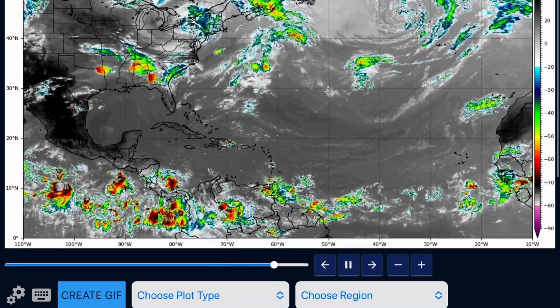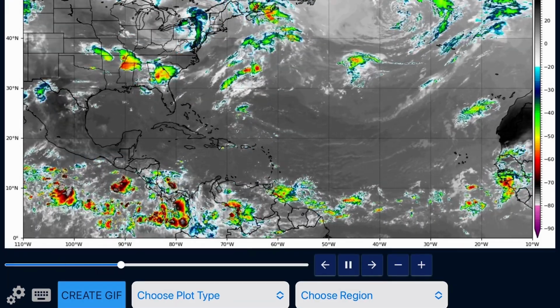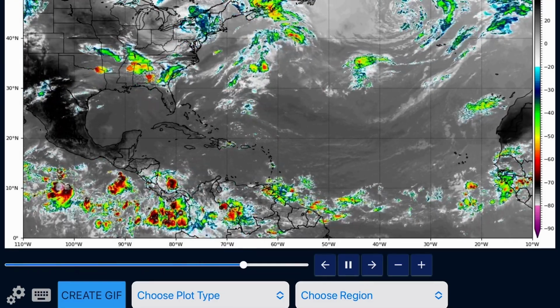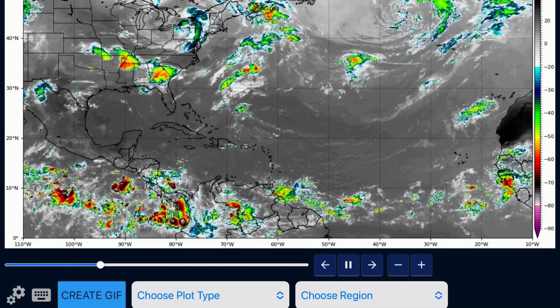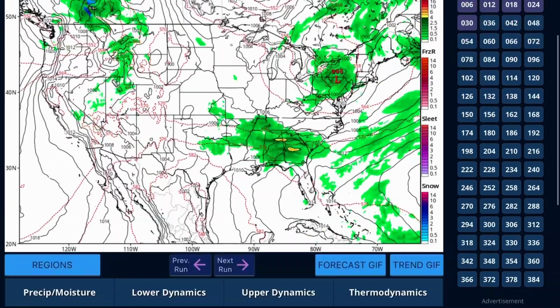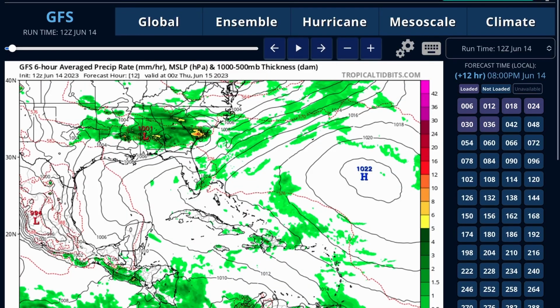So of course we have some tropical waves off the northeastern coast of South America, and then some on the coast of West Africa, so nothing too crazy there. But one of them off the coast of Africa could become a tropical system.